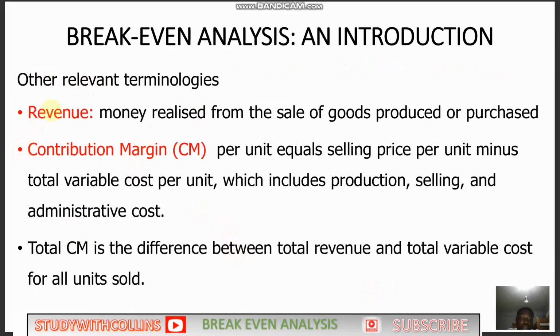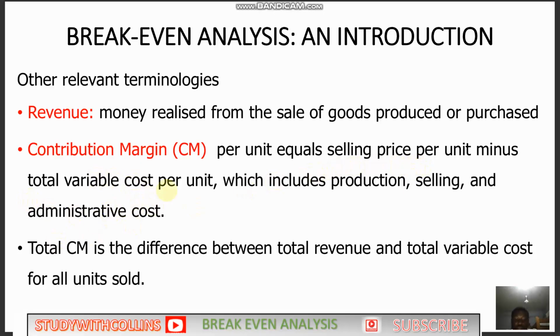The first relevant terminology is revenue. So what is revenue? Revenue is the money realized from the sales of goods produced or purchased. Revenue is a critical measure of business performance, and it represents the inflow of funds. Revenue reflects sales performance. Then we have contribution margin. Contribution margin per unit equals selling price minus total variable cost per unit, which includes production, selling, and administrative charges. So basically, this is the mathematical expression for contribution margin: the selling price minus the total variable cost per unit.